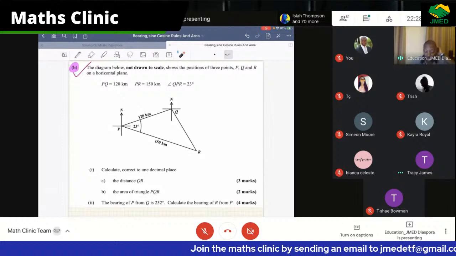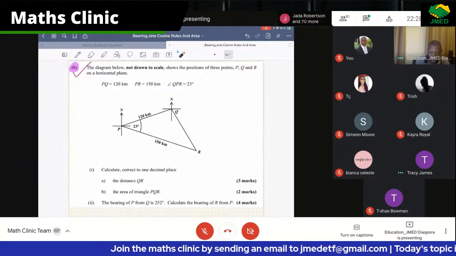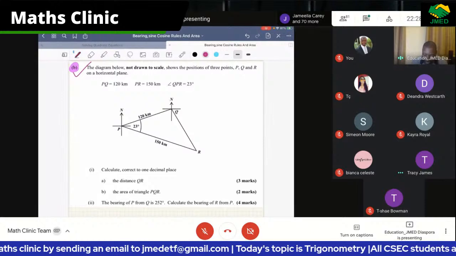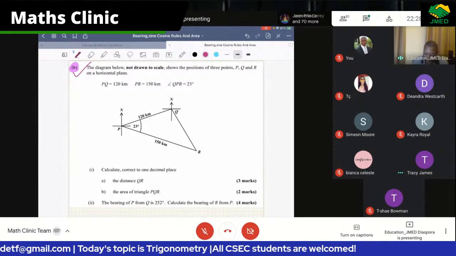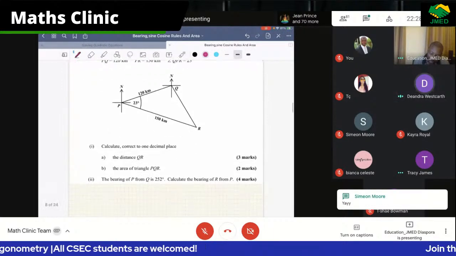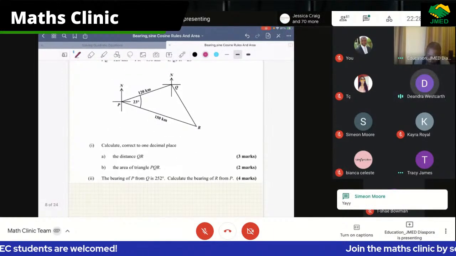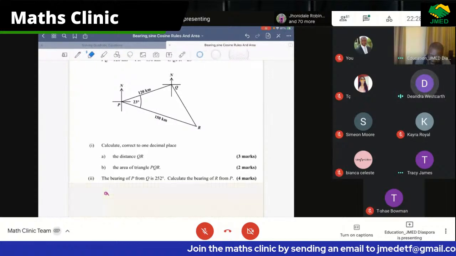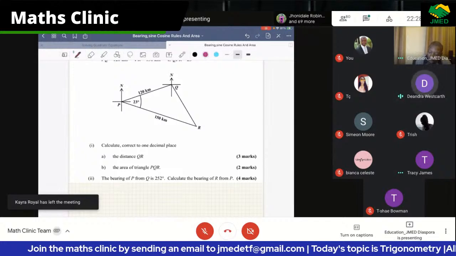Deandra, you're still with us? You're helping us now? Ready? Yes, sir. Good. So we want to find the distance QR. Talk to me. What are you using and why? I use the cosine rule, the a squared equals b squared thingy. Because we're finding a side and we have an angle sandwiched by two other sides.